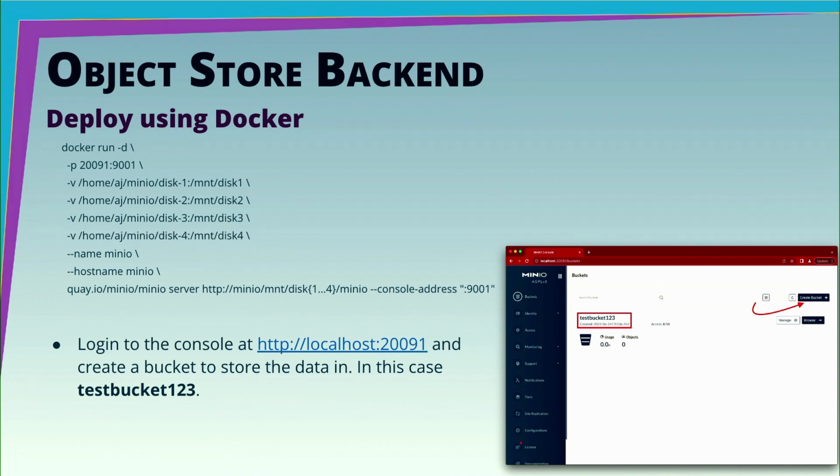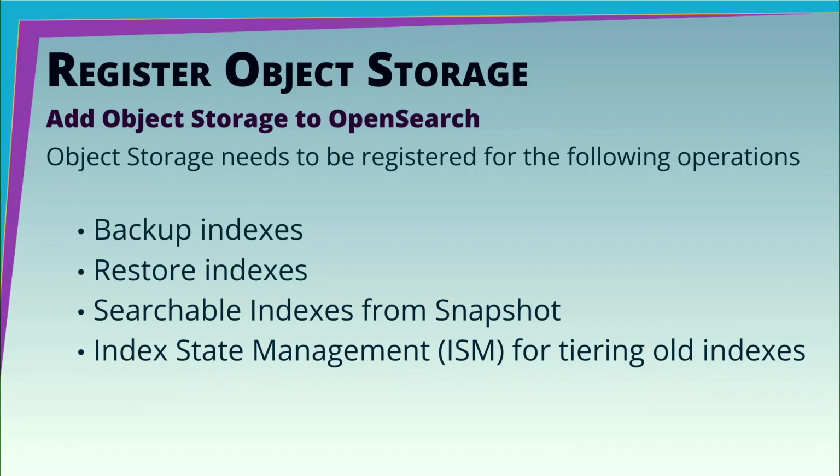And after it comes up, you can either use a CLI or a browser to log in and do all of the operations. So the first thing we'll do is create a bucket and then store that data in that. So once you launch this and go to localhost, the credentials for this is default in the docs. It's basically Minio admin. And then we'll create a test bucket to store our OpenSearch data. In this case, we'll store it in test bucket 123. And that is where we will keep all our snapshots and so on.